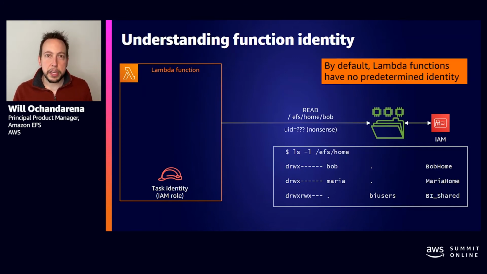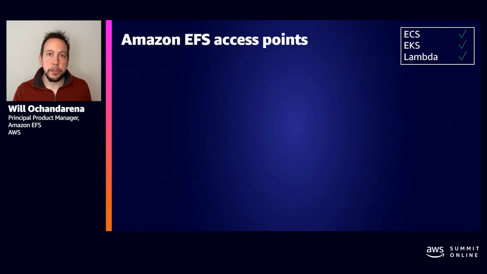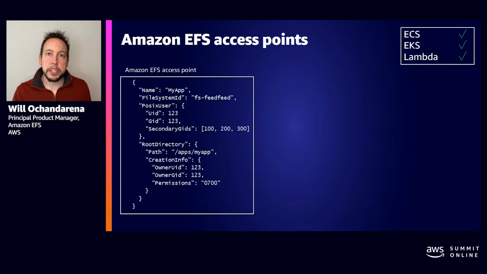It's difficult to think about how to offer permissions against something that you don't know what it's going to be coming in. Now it's because of this that we introduced a feature called EFS access points. To understand what they do, let's just look through the definition of one. So we see here in the access point definition, there's two key pieces. One is called POSIX user. So in this case, we have a user ID 123, group ID 123, and a list of secondary groups.